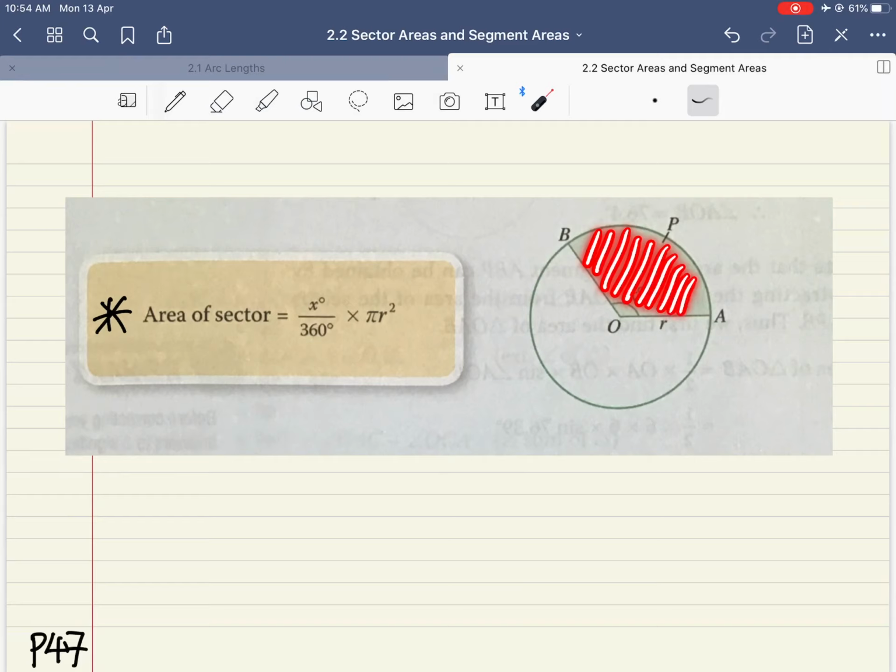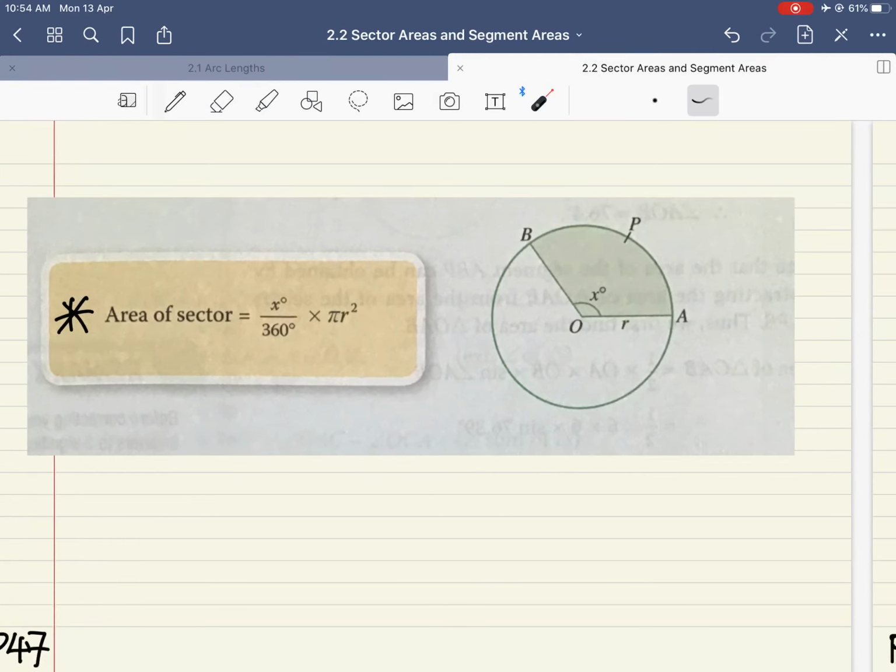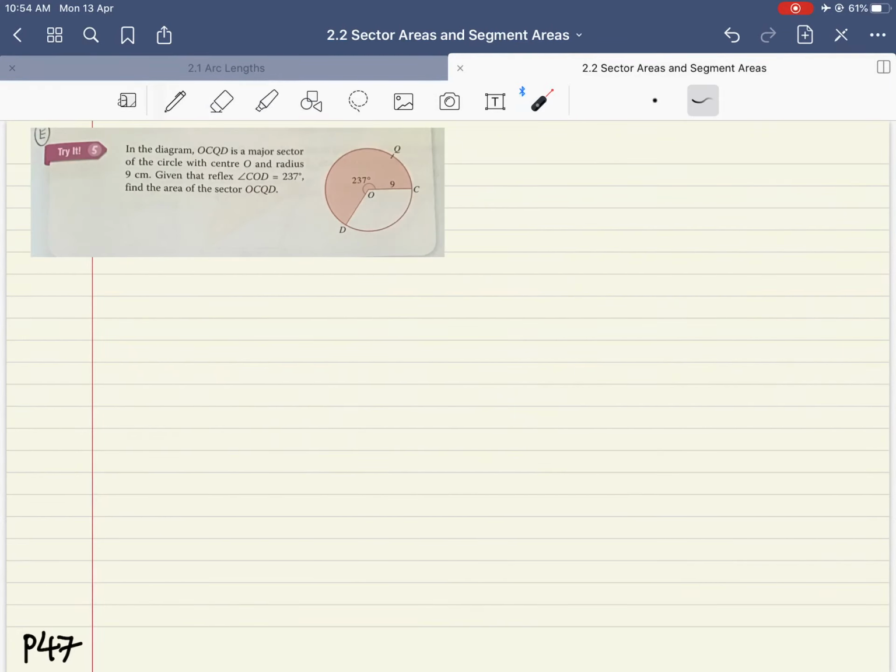Okay, just to quickly recap, a sector is like a slice of a cake and it looks like this. Now, this is the formula that we'll be working with today. We will now move on to page 47, try 5 of your textbook.